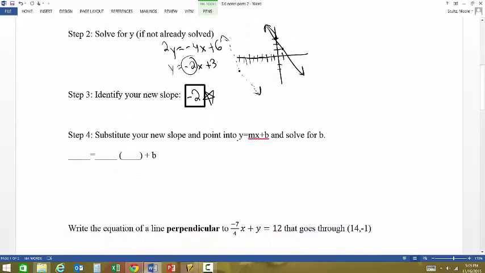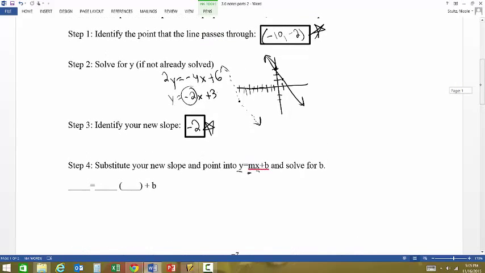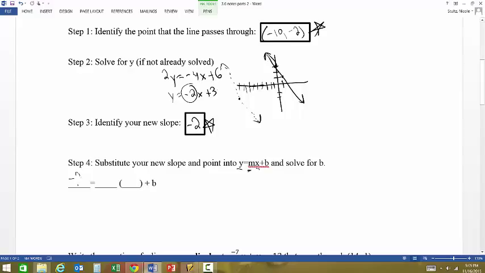So what I'm going to do is substitute my coordinates in for x and y, and substitute my slope in for m, and figure out where this is going to cross the y-axis. Since the y-coordinate was -2, that goes in here. And my slope was -2 as well. And my x is -10. We're going to simplify. And so I get -22 equals b.